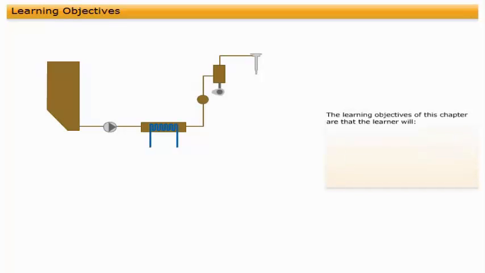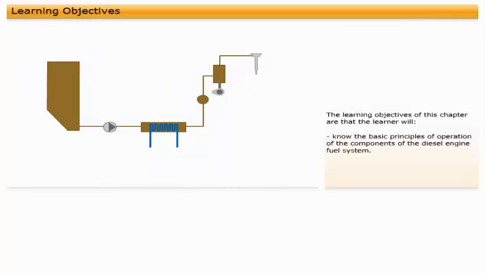The learning objectives of this chapter are that the learner will know the requirements for a basic fuel system for a diesel engine, know the various components in a diesel engine fuel system, know the basic principles of operation of the components of the diesel engine fuel system.